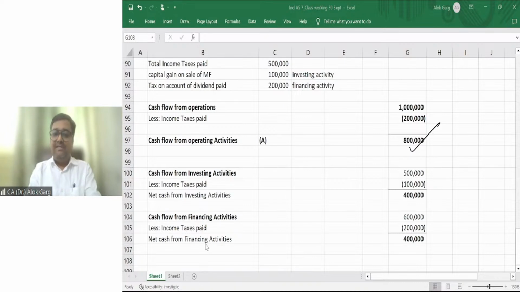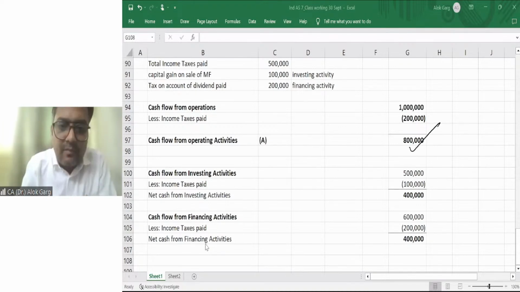Have you understood this example? Have you understood the impact of income taxes? Very good. Okay, let's move on.